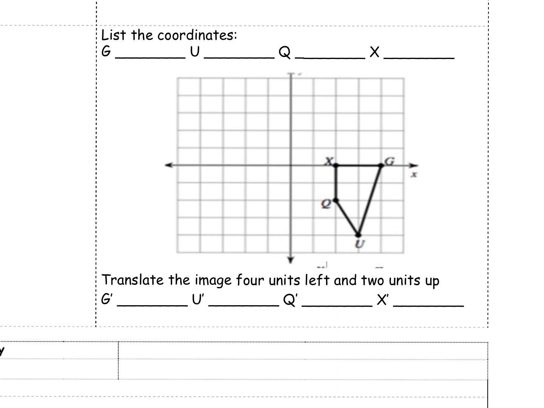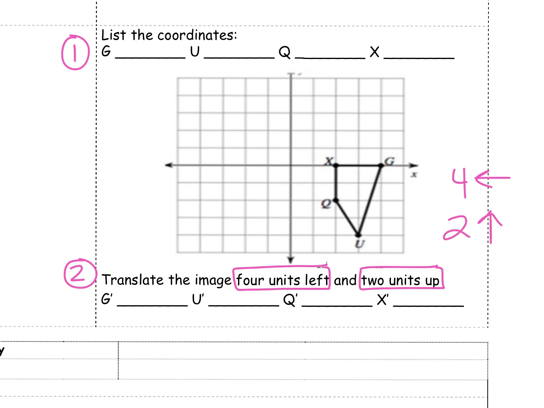And our last example today, I would like you to do this on your own, then come back and check your answers. So remember, the first thing you have to do is list your original coordinates. The second thing you're going to do is translate 4 left, and then 2 up. And the third thing you'll do is list your new points, making sure you label them correctly as G prime, U prime, and so on. Pause the video, do this on your own, and then come back and check your work.